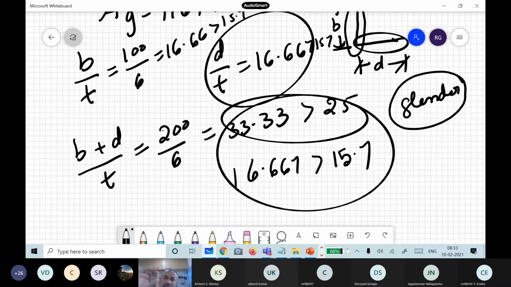See, now this section is a slender section. I want to convert this into a semi-compact section. Is there any possibility? Sir, we can increase the thickness, the flange thicknesses. You can't increase the thickness. That is manufactured by the company. 100 by 100 by 6, you don't have any option. You can't do anything.